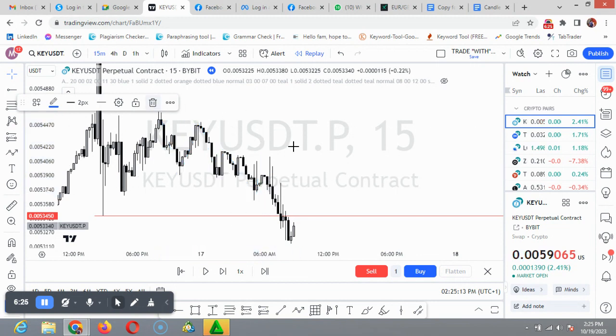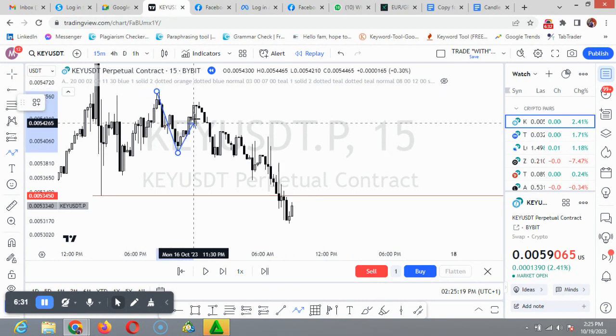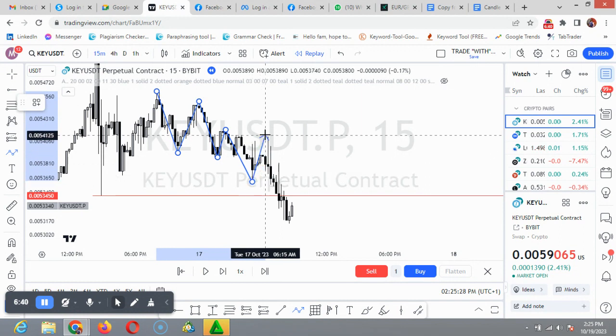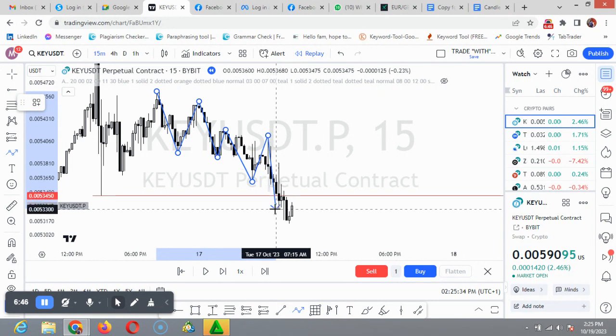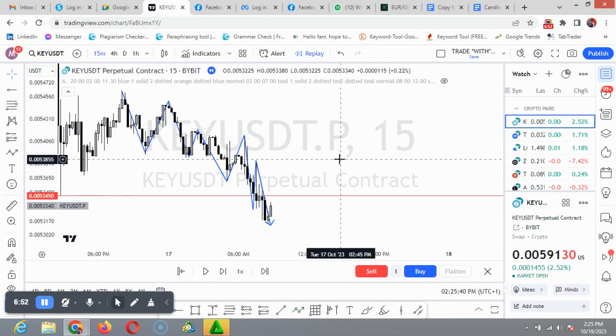All right, let me do that again. Please pay attention. From this high, we have this pullback, this pullback, and then we have this pullback. To clearly understand what I'm doing, you need to watch the video on pullback again. Then we have this, and now we have this. So this is our structure.